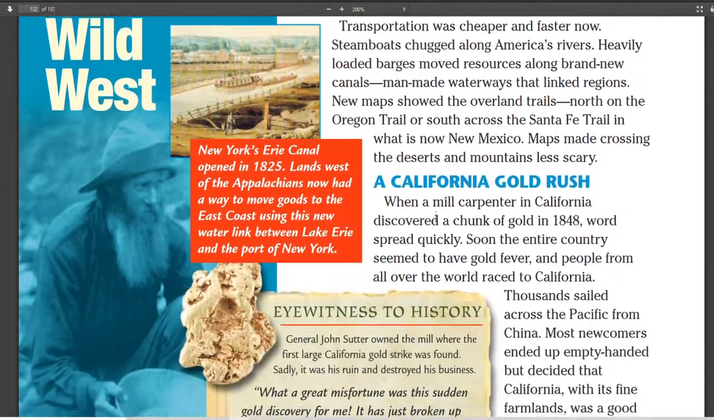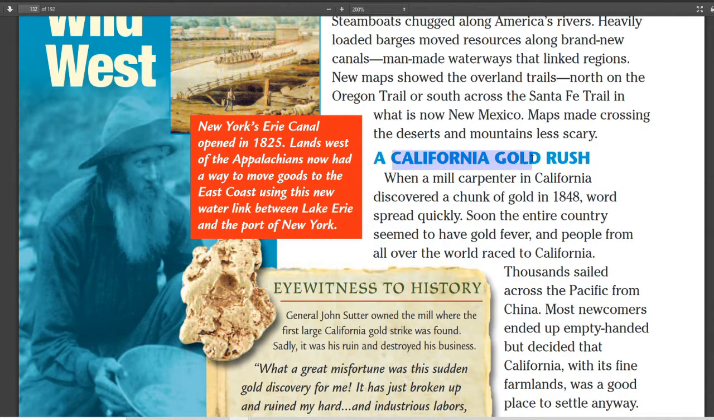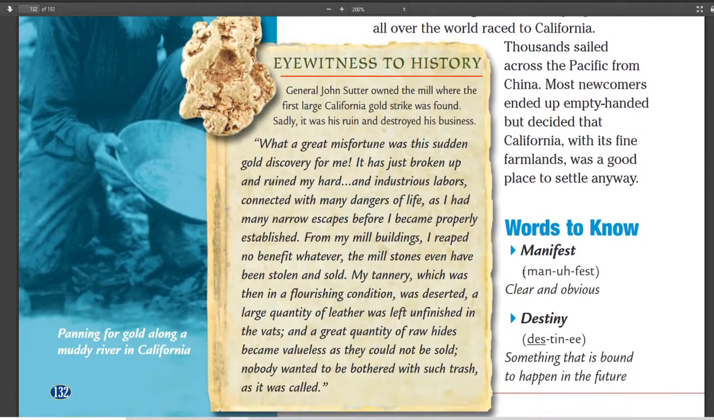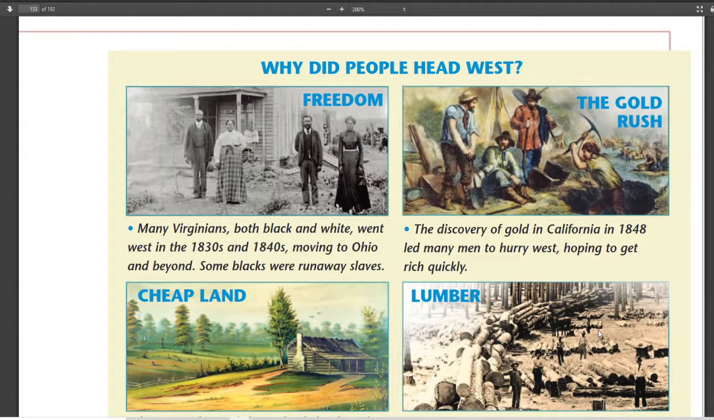The move west, California Gold Rush. Okay, it's California where they found gold. San Francisco, 49ers, Golden Gate Bridge. You know, these are all things that you can remember to help you remember that the gold rush was in California. Manifest, clear and obvious. Destiny, something that is bound to happen in the future. You combine them together, manifest destiny. It was clearly obvious that we were bound to go west in that future. So that's what manifest destiny was about.